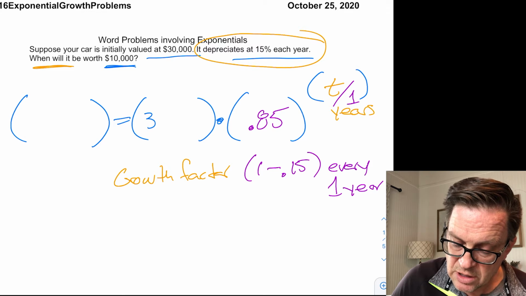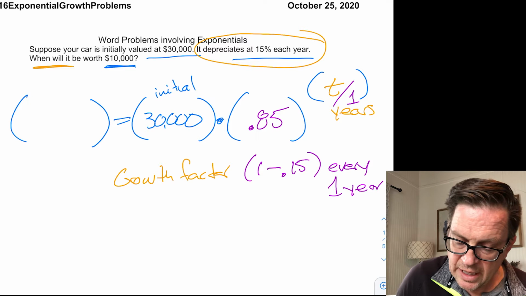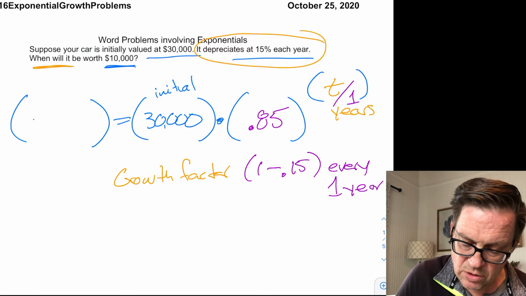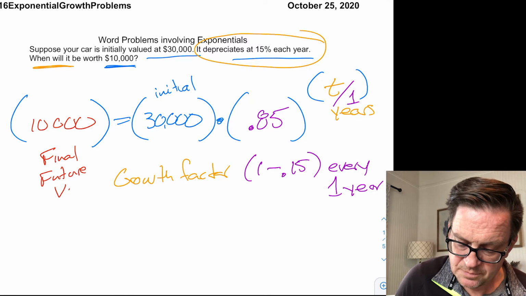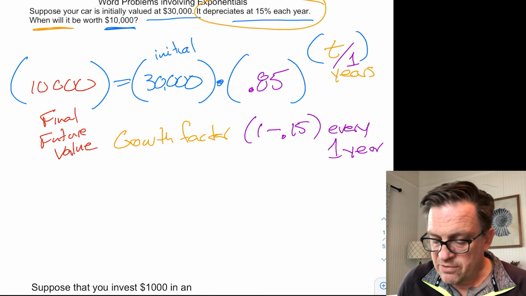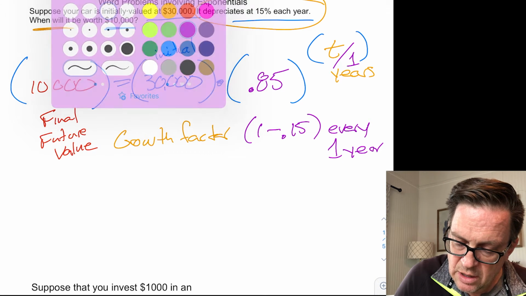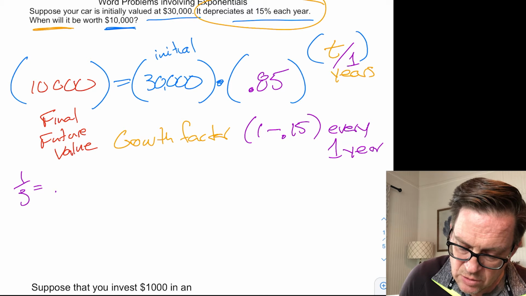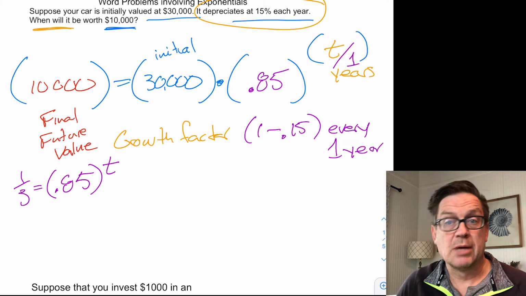So the first two parentheses is the start, the initial. And what we want is down the road, we want to know when will it be final or future value. When is it worth only $10,000? So how do we solve that type of thing? Well, we solve it by dividing by 30,000. So we get 1/3 equals 0.85 to the t, because we want to figure out how many times you multiply by 85% to end up with 1/3 of your original value.